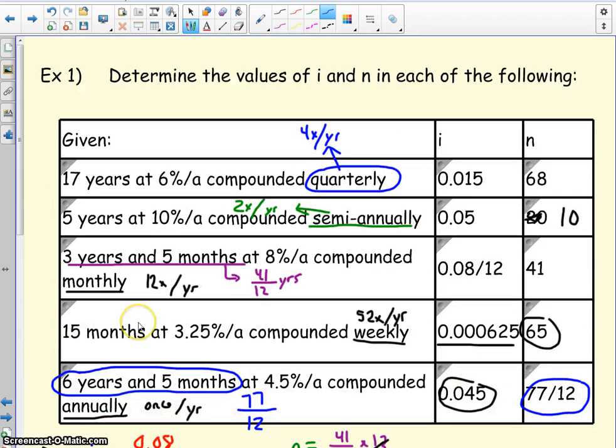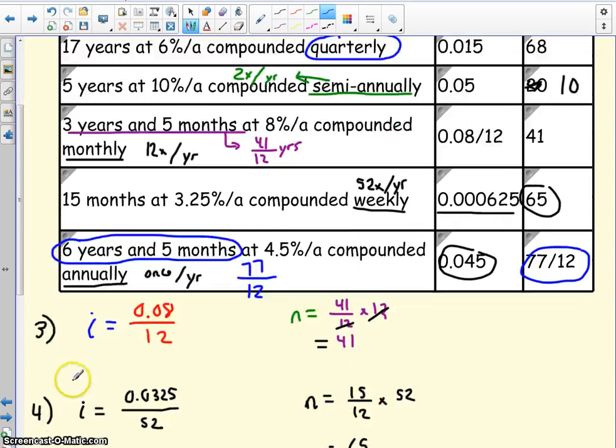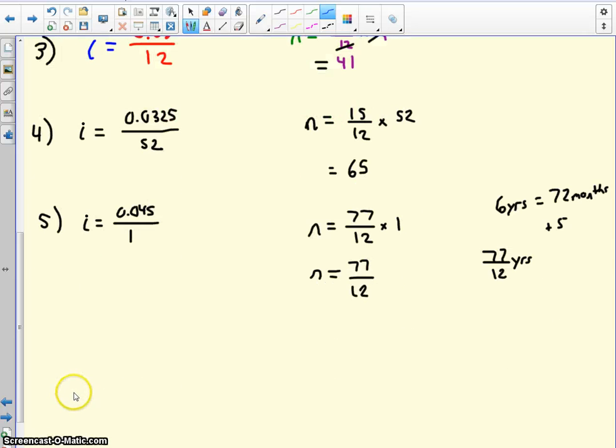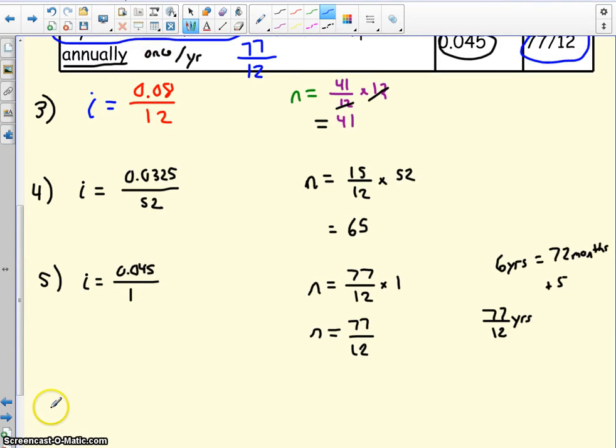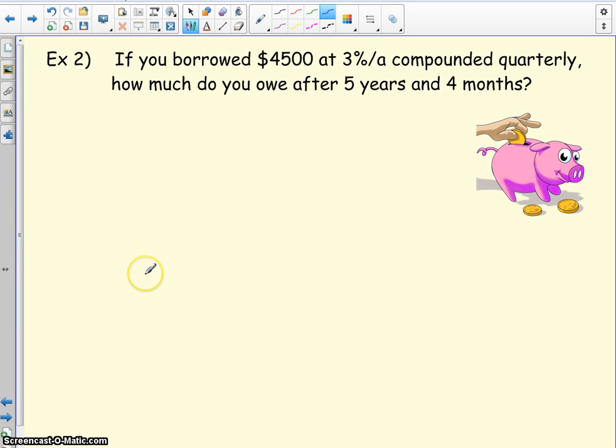Okay, and again, once you get used to figuring out what I and n go into the equation, it becomes a lot easier. Your answers won't make a lot of sense otherwise, so you have to make sure you're making those conversions. That's really a common mistake that people tend to make. Okay, so let's do some examples here.